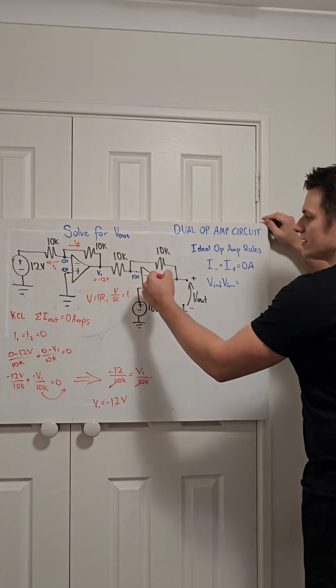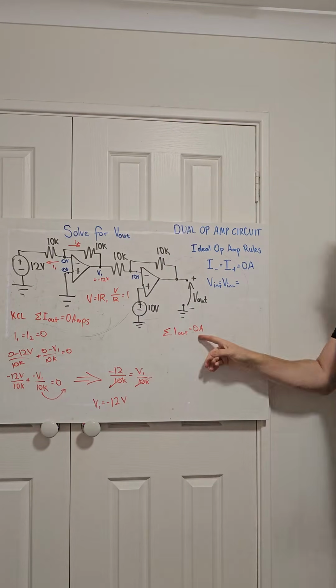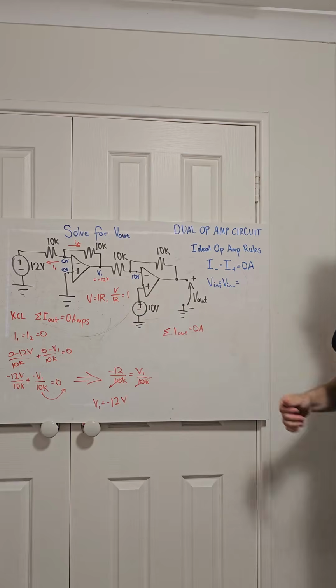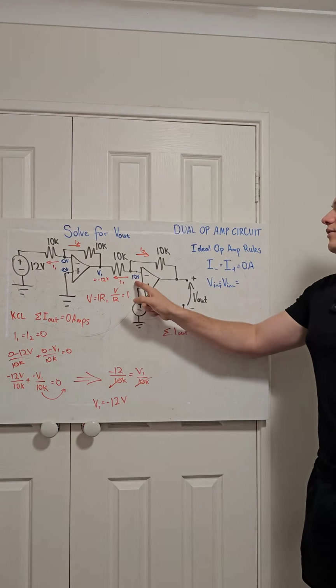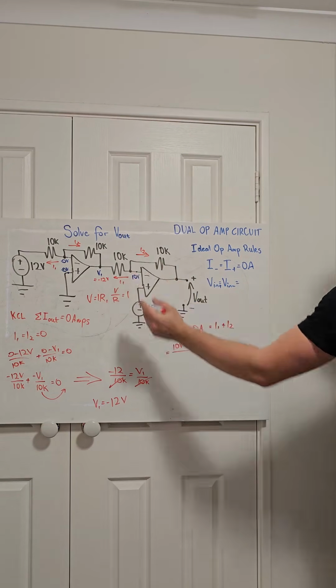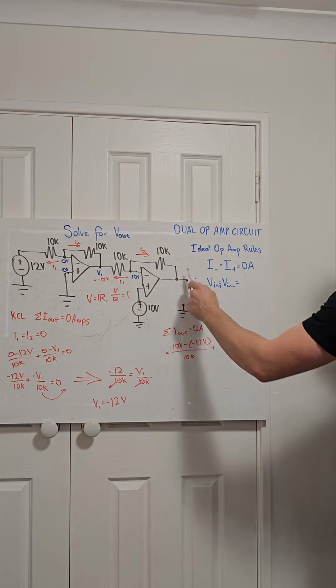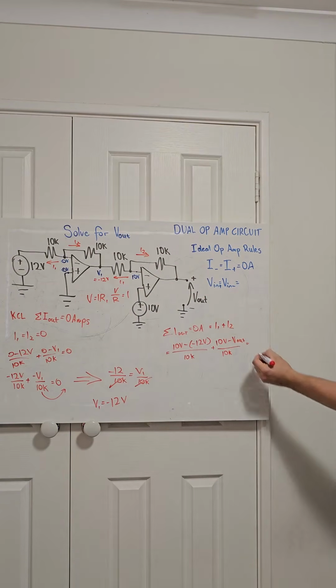Right, now we know that V1 is negative 12, we can now focus on the second op amp. So doing a KCL around the inverting input of the second op amp, the sum of current leaving a node is equal to 0 amps, and there's another two paths where current can flow, I1 and I2. The current I1 is 10 volts minus negative 12 divided by 10k, and the current I2 is 10 volts minus V out divided by 10k, and that's equal to 0 amps.